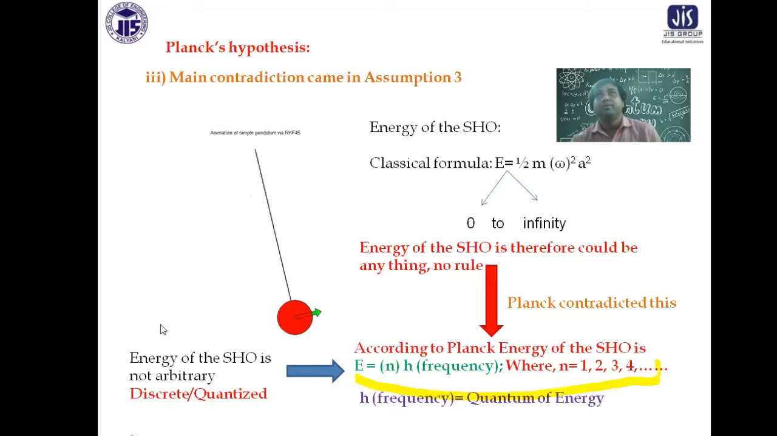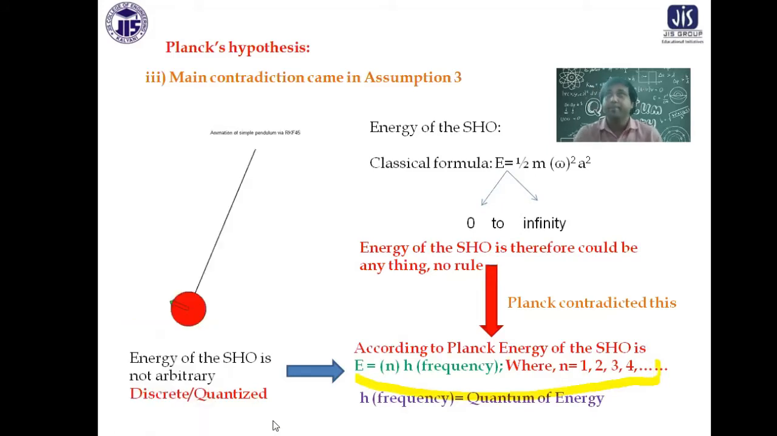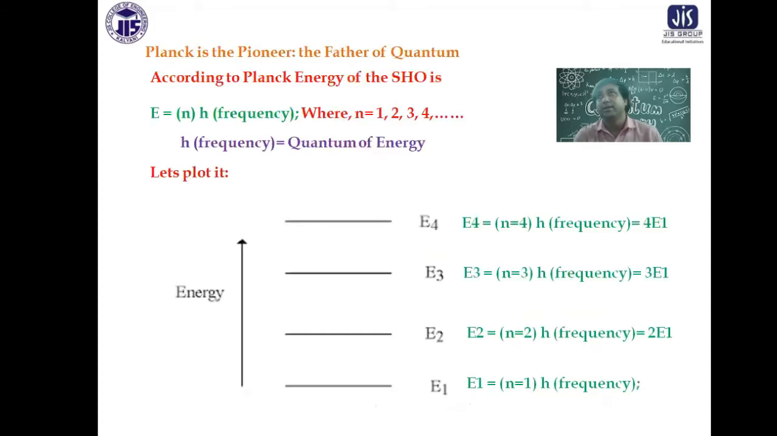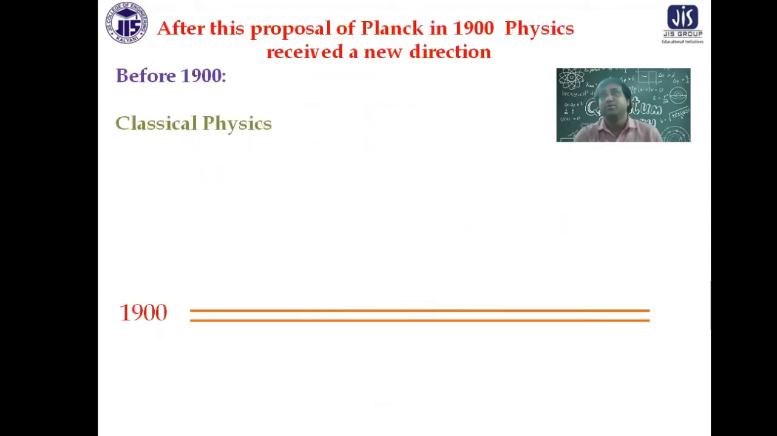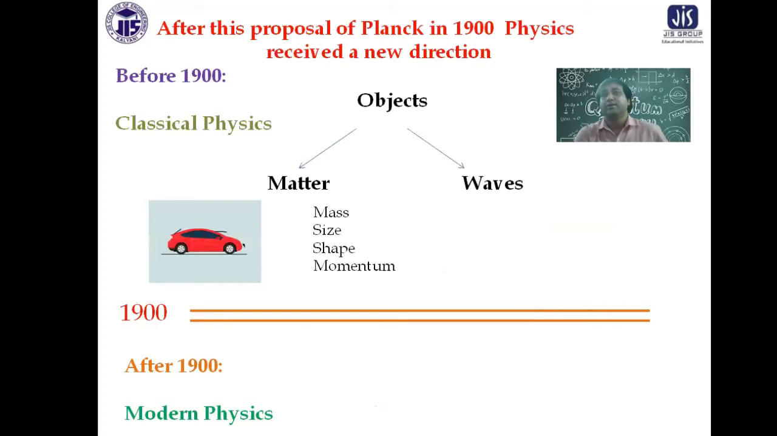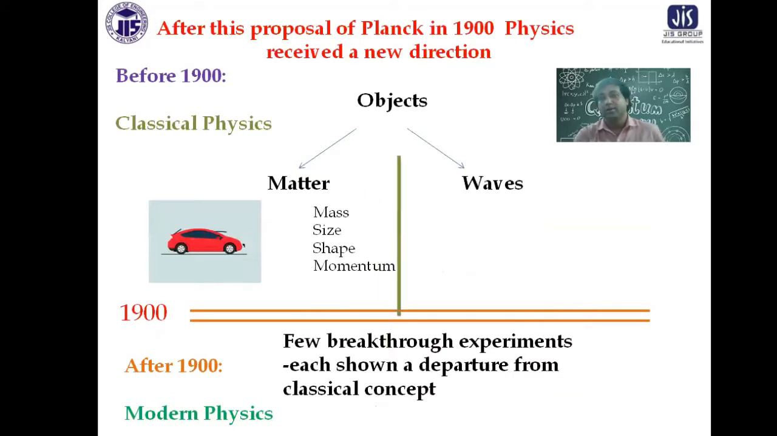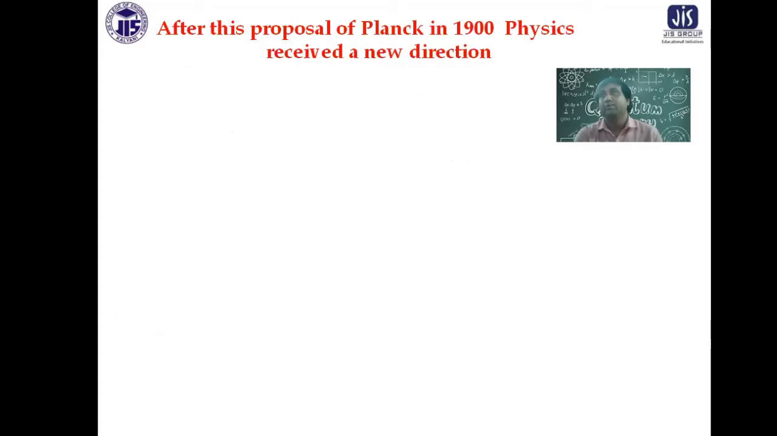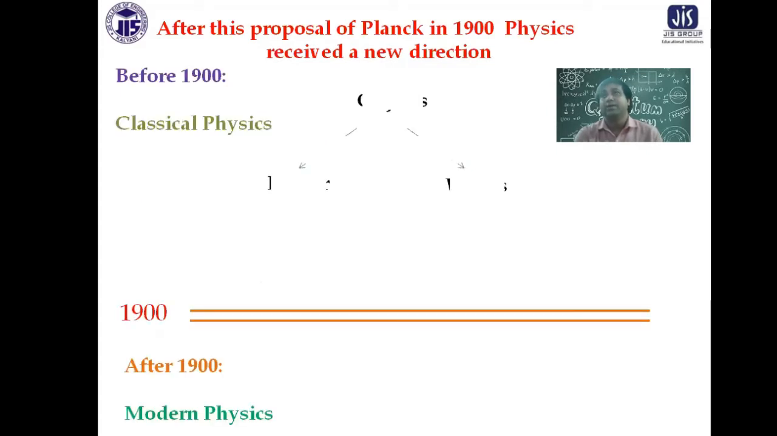Now, if I further progress, energy is discrete. Then we divided physics into 2 parts: before 1900 and after 1900. Before 1900 is classical, and after 1900 is modern. What is your classical physics concept? Two things are there in nature: matter and waves. Matter is defined by its mass, momentum, size, shape, and waves are defined by their wavelength, frequency, and phase.